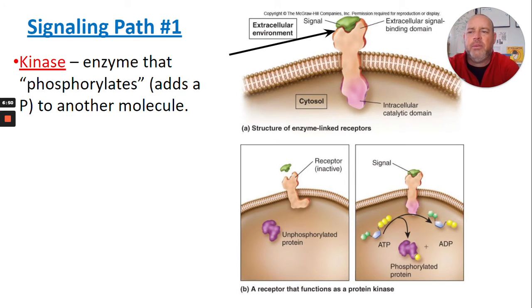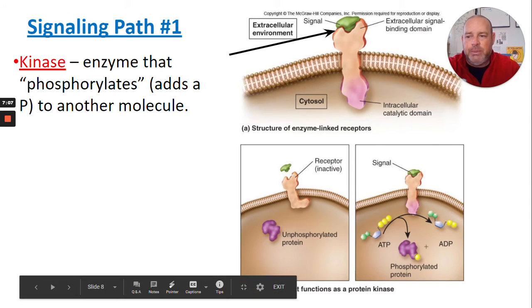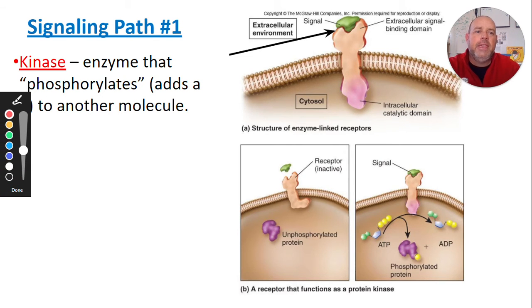So one of the first pathways we'll talk about right here is the kinase pathway. And you'll learn that kinases do one thing. They phosphorylate things, right? And we've talked about phosphorylation a little bit, and that's when you add a phosphate onto something. And so it really happens a lot when you use an ATP, like down here in this picture. So grab my pen here.